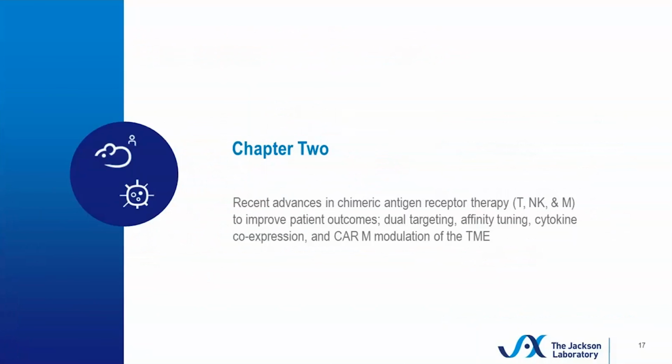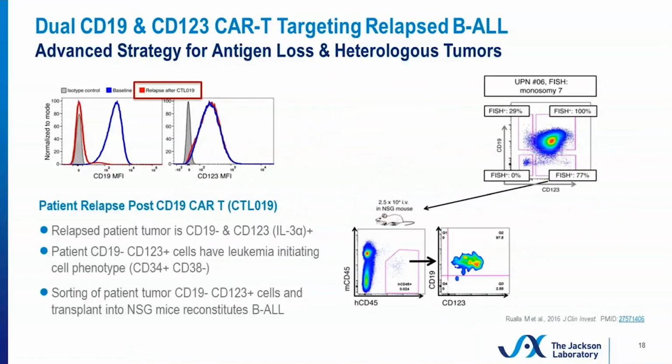So let's go through some examples that have been reported in the literature, so how people are using this technology and assaying that in these in vivo systems. Now, here's an example of taking a look at trying to target more than one tumor-associated antigen, looking at both CD19 and CD123.